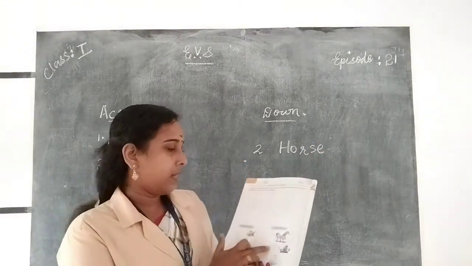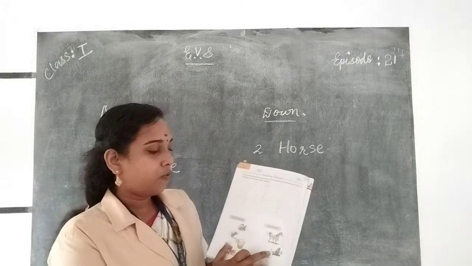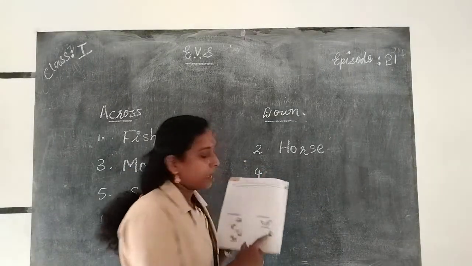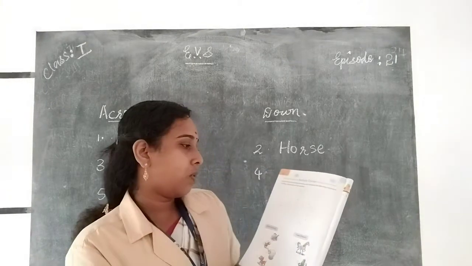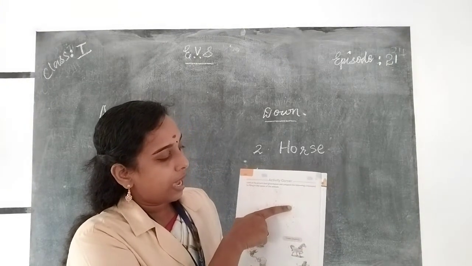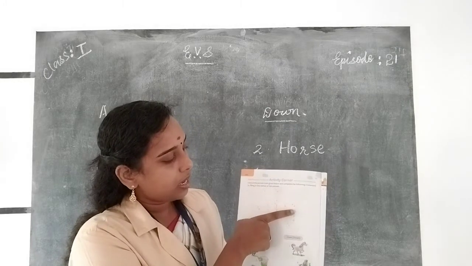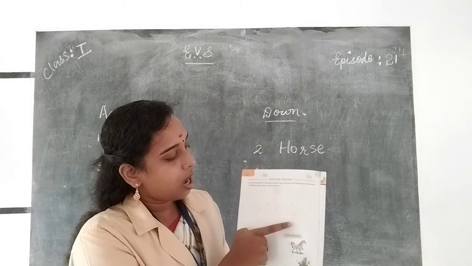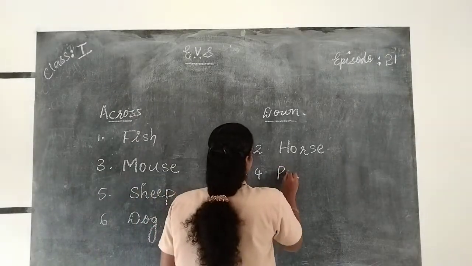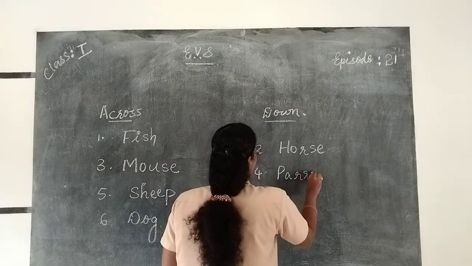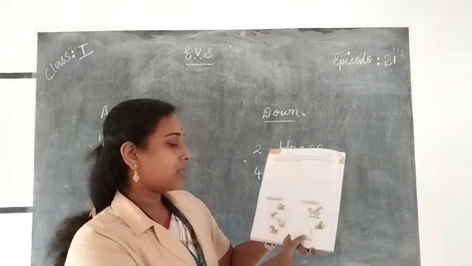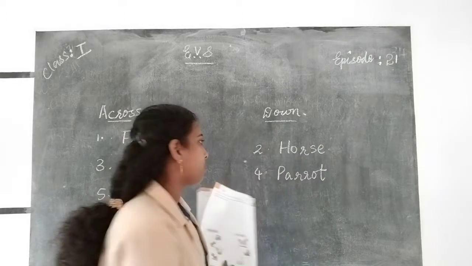And the next one is number 4. Number 4 is a parrot. So you write the spelling of parrot downward from number 4. P-A-R-R-O-T. Parrot.